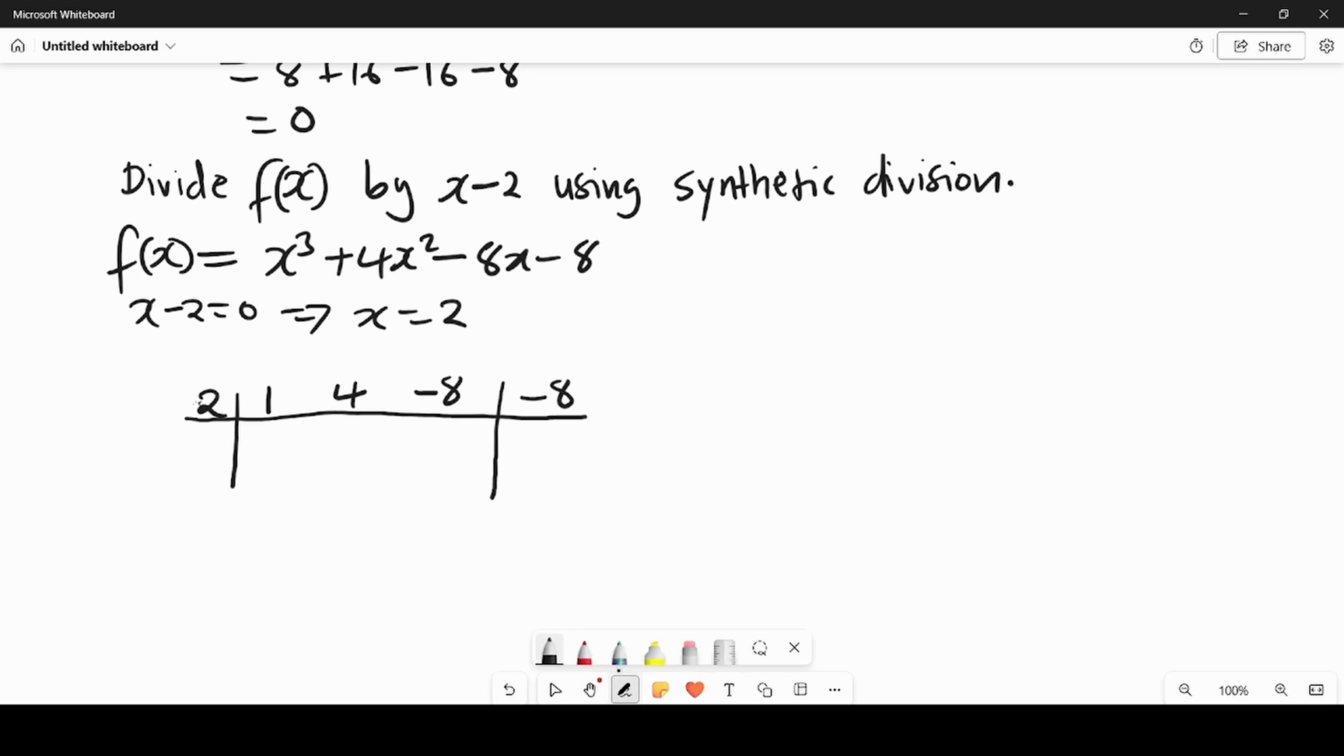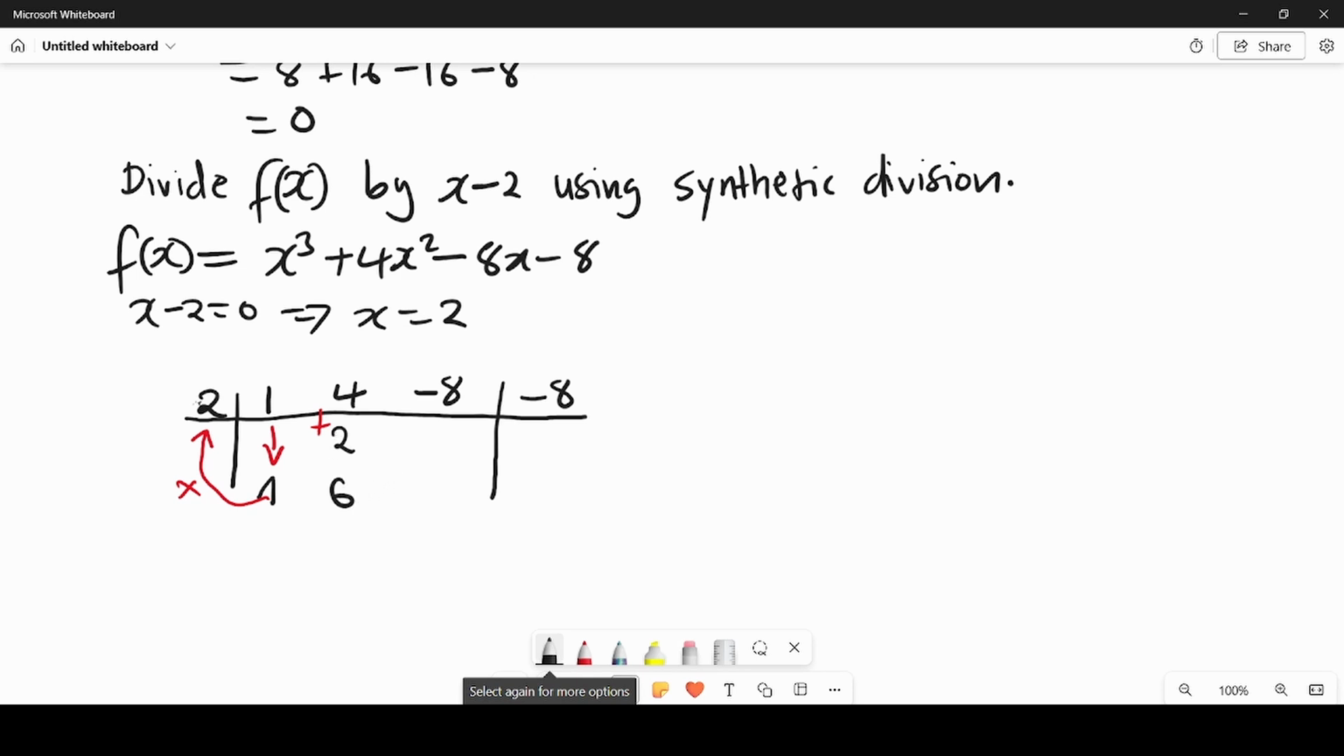So the first step is you drop this 1 here, drop it down. Okay, let's have a 1 there. Then it will be this 1 times 2. What you get? You get a 2. You write a 2 here. You bring the product, this is multiply, you write it here. And then you add now. Plus 4 plus 2, you get 6.